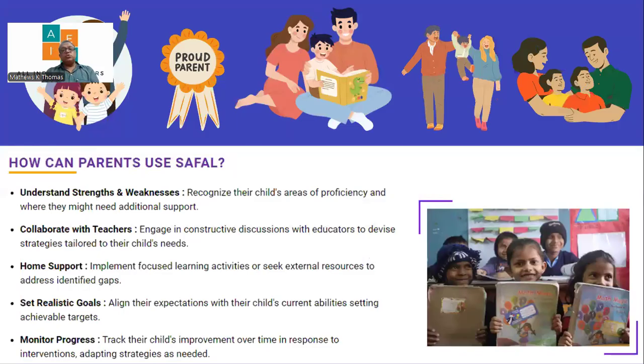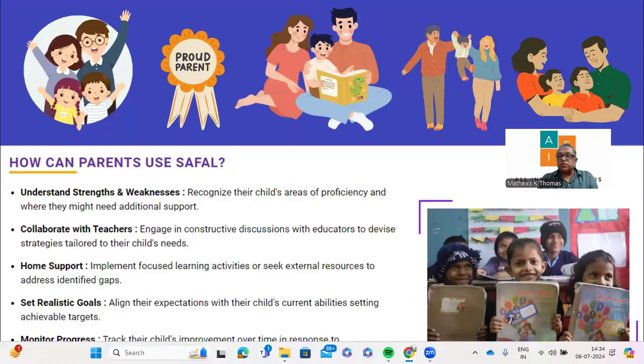So how can parents use this? We've talked about the role of teachers, principal, and other stakeholders. Parents can also be supportive in many ways. First of all, understand strengths and weaknesses. Every child has their strengths and weaknesses. Parents know the children best, because in the initial stages, parents are the first teachers. They know if the child is good in communication or good in drawing or painting or singing. They're able to identify a child's proficiency areas and where they need support, from when the child is 1 year, 2 years, 3 years old.